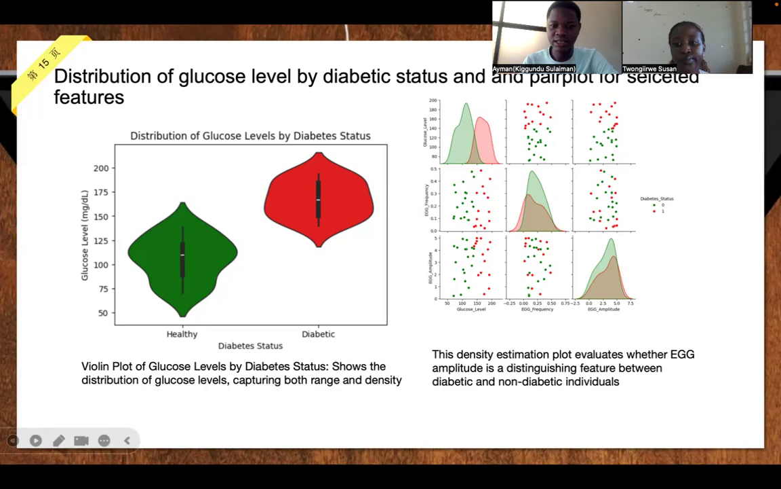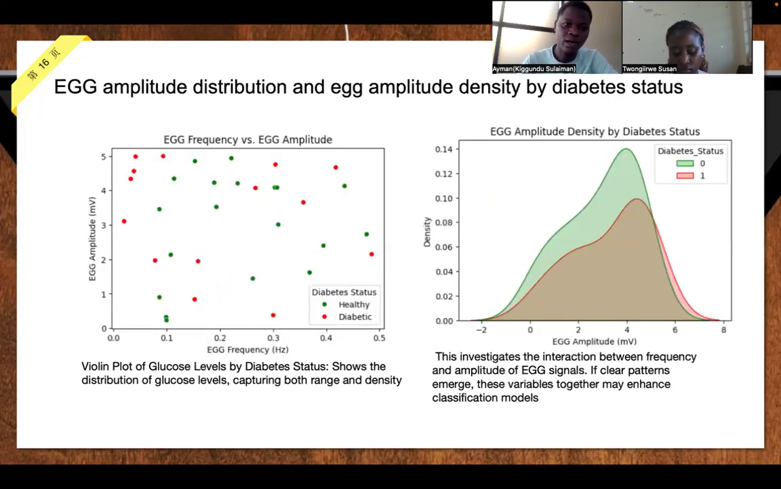So the other one is the pair plot. This density estimation plot evaluates whether the EGG amplitude is a distinguishing feature between diabetic and non-diabetic. So it tells you whether the EGG amplitude actually distinguishes between the diabetic and non-diabetic.